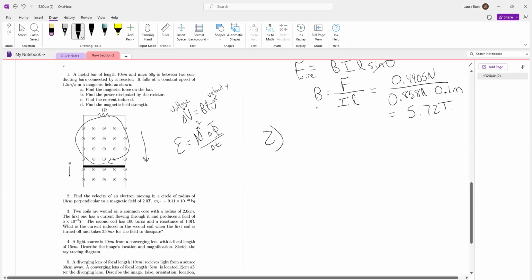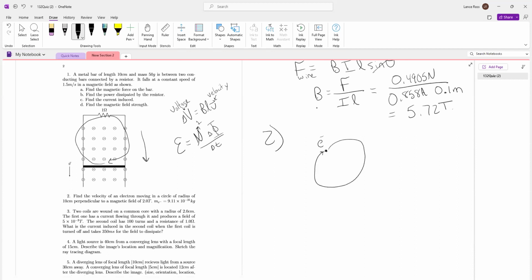Number two says find the velocity of an electron moving in a circle of radius 10 centimeters. So we have an electron moving in a circle with a radius of 10 centimeters, or 0.1 meter. And it's perpendicular to a magnetic field of 2 Tesla. Okay, I've drawn my electron moving in a clockwise circle.